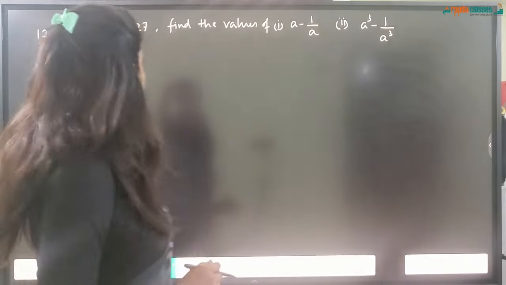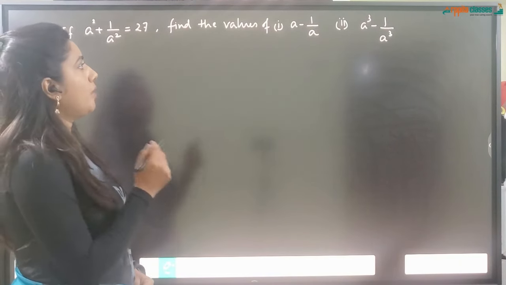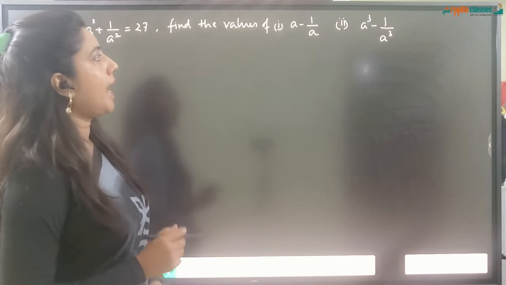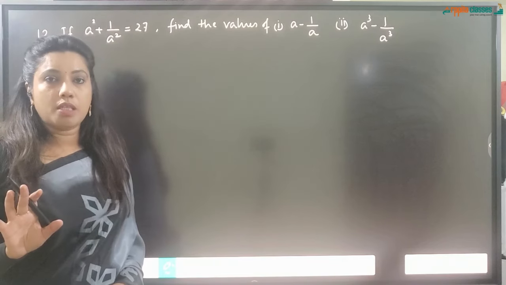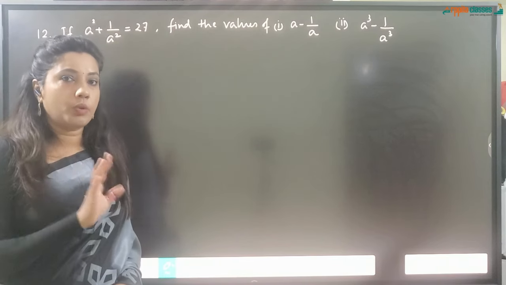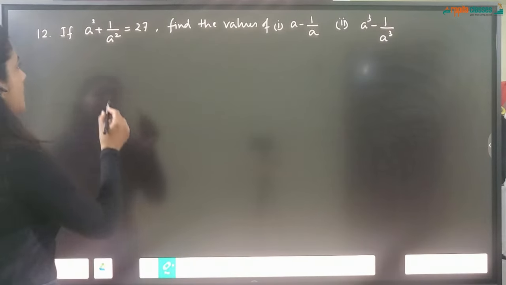Question number 12 is if a square plus 1 upon a square is 27, we need to find the values of a minus 1 upon a and a cube minus 1 upon a cube. I think so far you understood the concept. You can pause the video, you can do the sum on your own and then you can check it from here. Okay. So let us start.